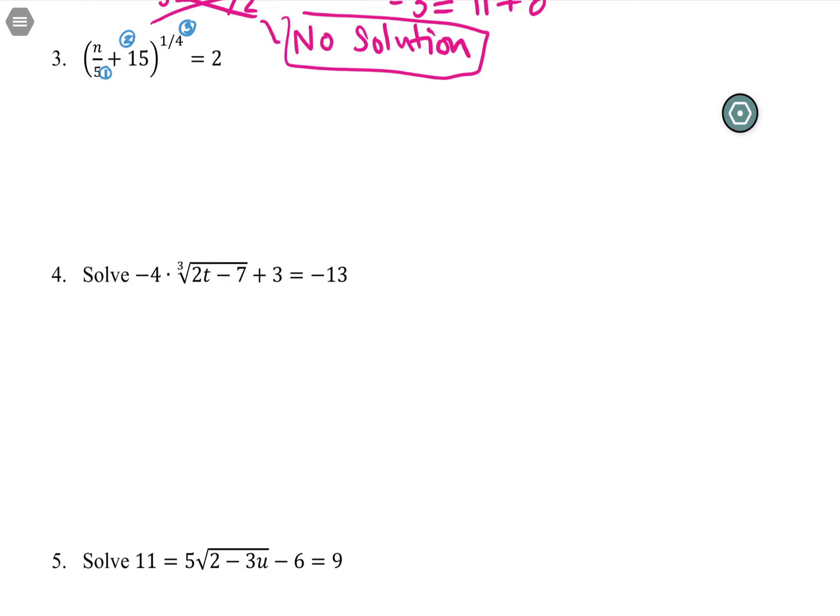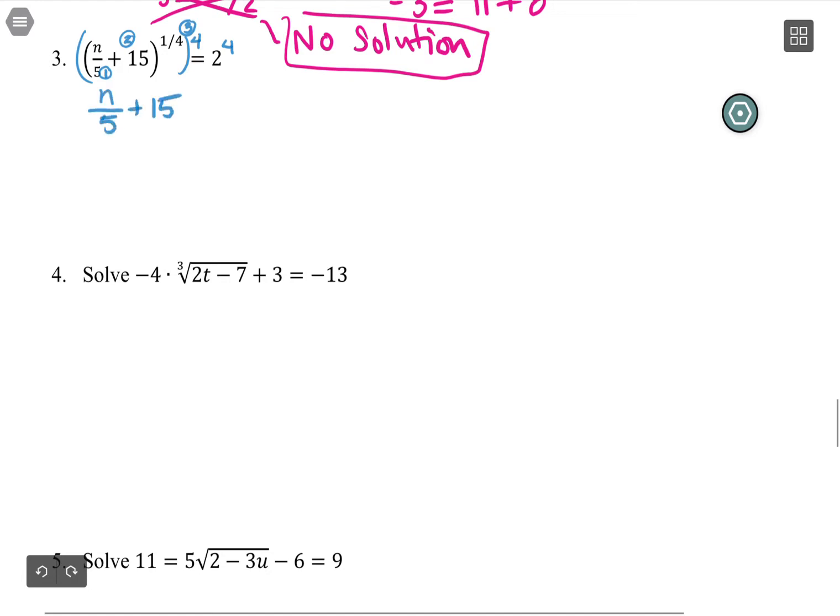How do I get rid of a fourth root with the fourth power? You can also see that in that if we raise this whole thing to the fourth power, you would multiply 1/4 times 4, and that would give you 1. So I kind of like having both visuals. How do you get rid of a fractional power? You raise it to its reciprocal power. And we have to do it to both sides. So I now have n over 5 plus 15 is equal to 2 to the 4th, which is 16.